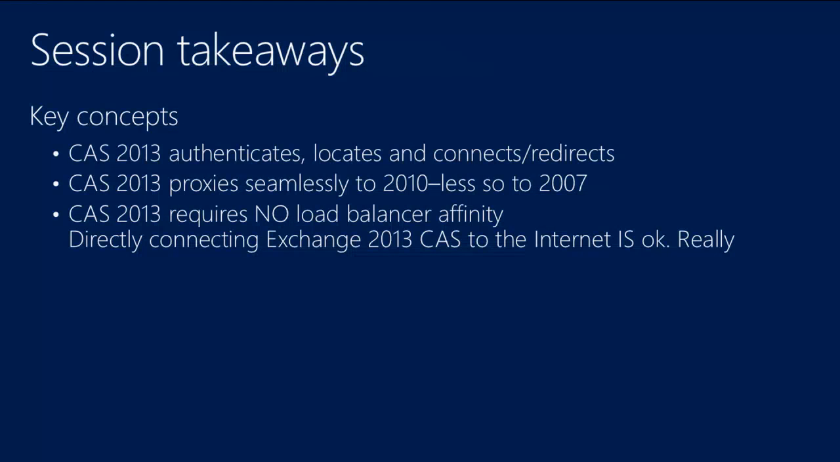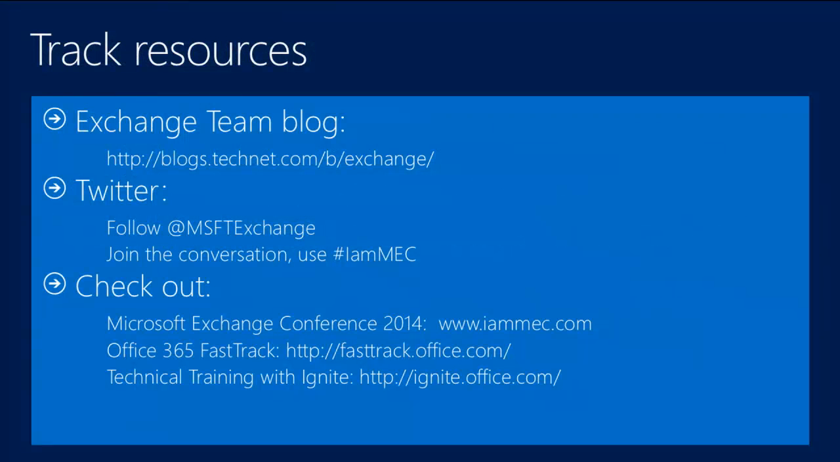So let me just summarize the session for you then, right? So CAS 2013 authenticates, locates, and proxies. 2010 coexistence, pretty much seamless. 2007, less so. And the thing about load balancer affinity, right, is that you can get away. Seriously, there's a microphone there if you'd like to use it, sir, if you don't want to. Okay, then that would be one approach you can use. All right, so I'm going to, at that stage, let me just wrap this up here for a second, and then I'll take questions once we get to the very end.